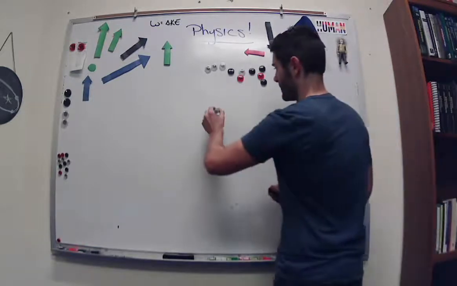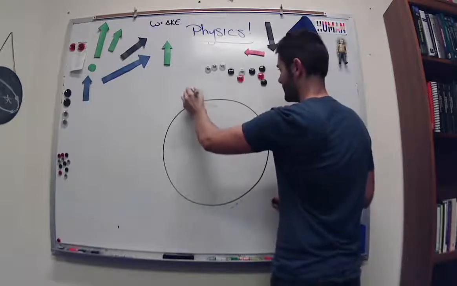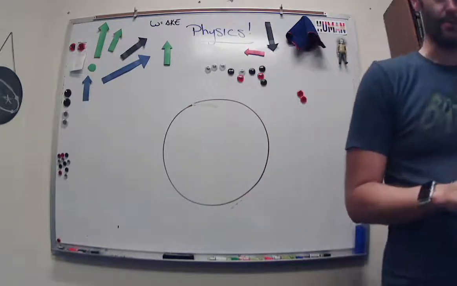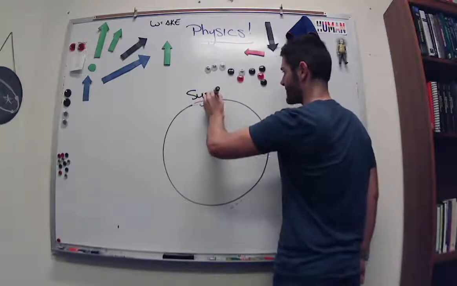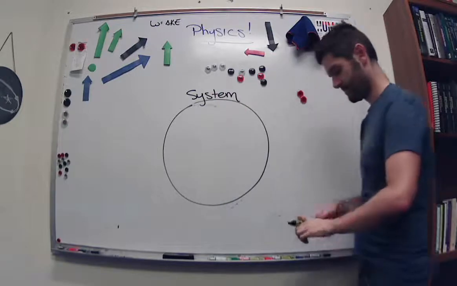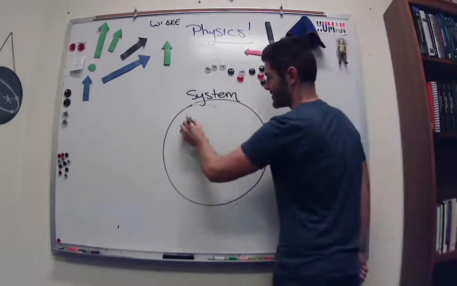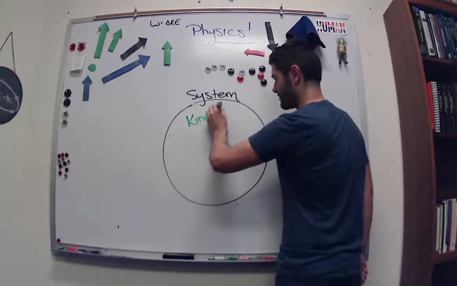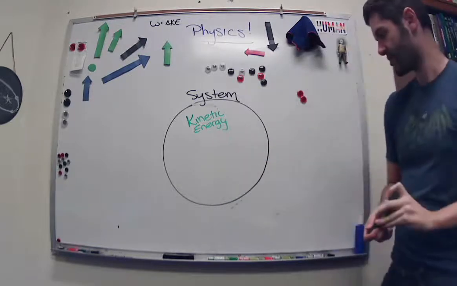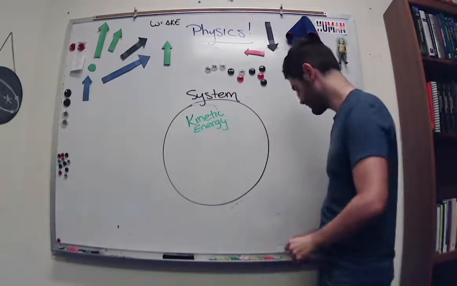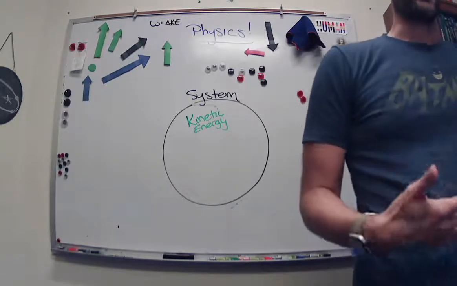So let me write down what we will ultimately find as the answer, just so that we know what we're working towards. So we will find with energy that there's this thing we can define called the system. And there's a certain kind of energy which we call kinetic energy. And that is, in a sense, the cash of the system. Kinetic energy is energy that is associated with motion.